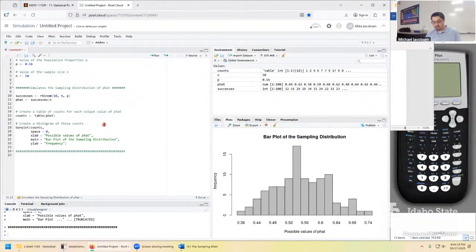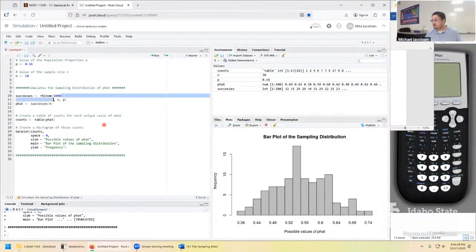Instead of 100, power 3 is 1,000. Let's just write it in, it's simpler to see. If we repeat the study 1,000 times, here's what happens next.